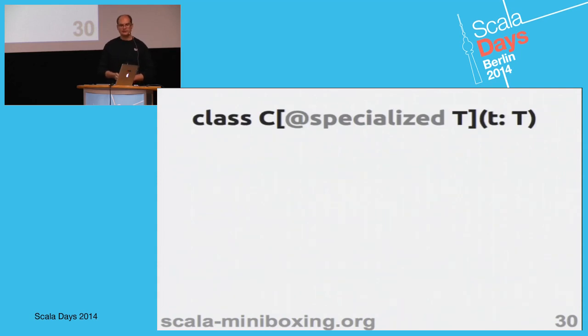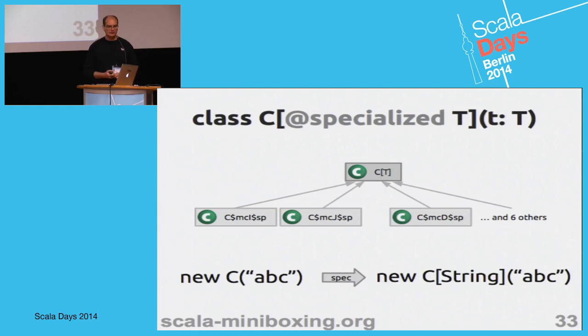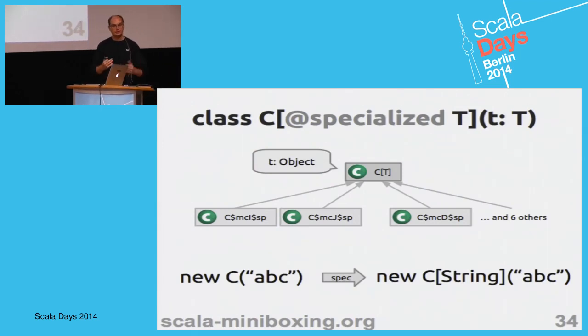Duplicate fields. Let's go again to the example of C with the @specialized annotation. We have a single class, and these subclasses which are specialized. Now, when we create a new C of "ABC", it gets a string, so it must put the value "ABC" into a field. In that case, the field is T, and it's a field of type Object.